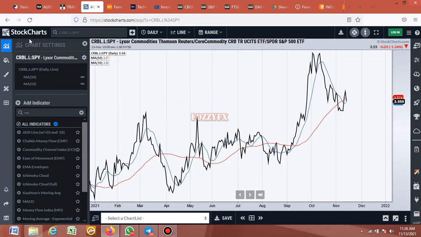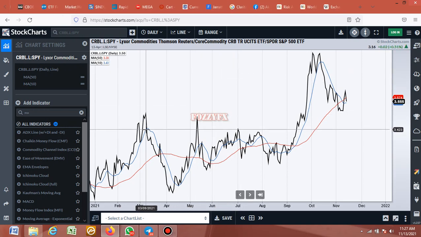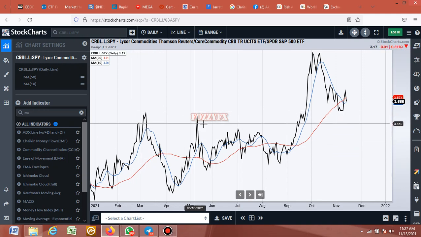So this is stockchart.com. You could just type it on your browser. Just open stockchart.com. So we're going to be using a couple of economic indicators to really gauge sentiment. So one of the tools that I'm going to be using, this is just one of the many tools I use to gauge sentiment.